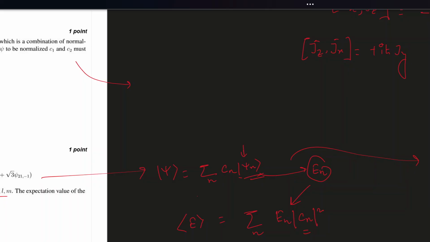And you know that for each of these eigenvectors Chi n, with H sandwiched in between, that is actually your energy eigenvalue or energy expectation value for this state n. So that is En basically, and this is Cn whole mod square, summed over n. So that is how you get this solution.